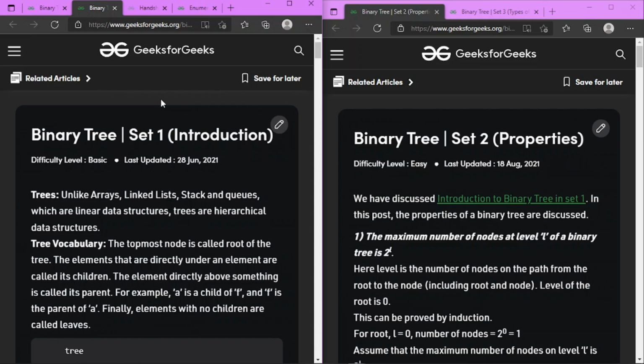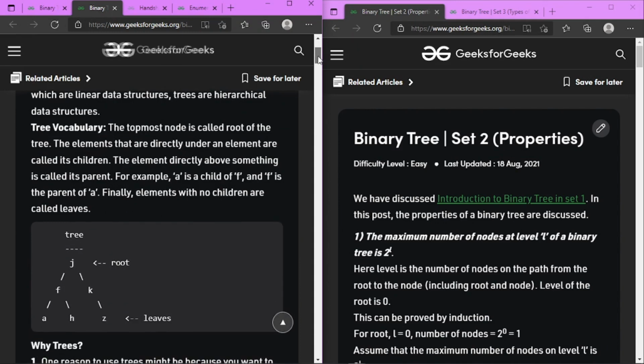Getting to the vocabulary of trees, every element in a tree is known as a node, and the topmost node is also called the root of the tree. The elements directly under some node are called its children, and the element directly above some element is called the parent. If there are no children for a particular node, we call it a leaf.